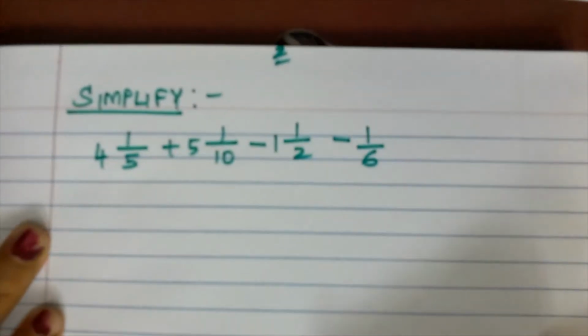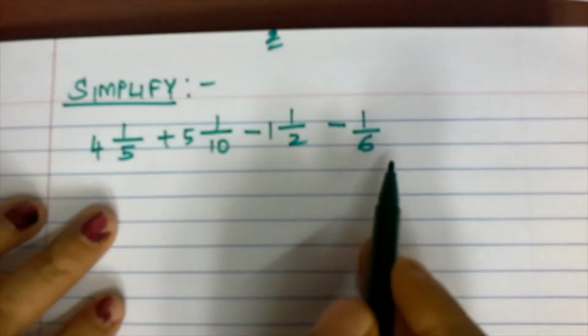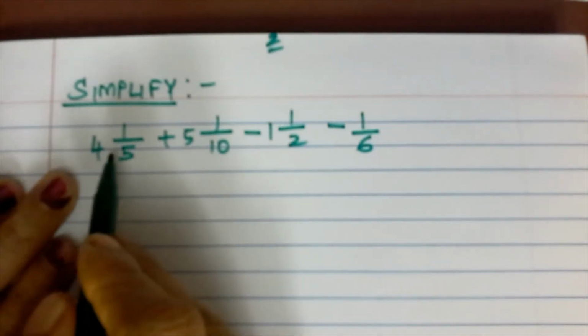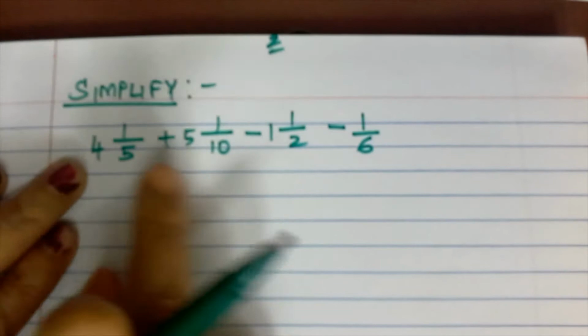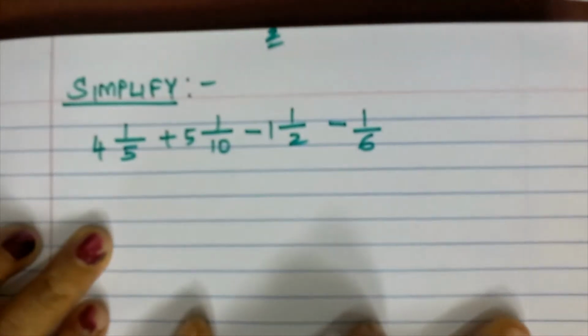Now I've got a simple sum which involves both addition and subtraction, with a proper fraction and mixed fractions. In this, we first have to convert these mixed fractions into improper fractions and then continue with solving the problem.